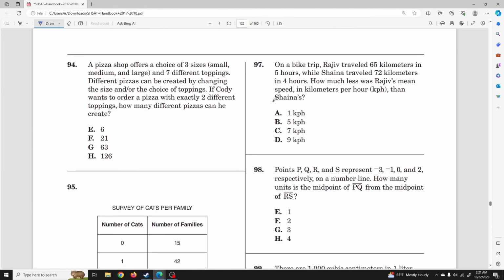So here it's saying a pizza shop with 3 sizes, small, medium, or large, and 7 different toppings. Different pizzas can be created by changing the size and or the choice of toppings. If Cody wants to order a pizza with exactly 2 different toppings, how many different pizzas can he create? Right, so there's 7 different toppings, and there's 3 sizes. So how many pizzas he can create is going to be the 3 sizes times the number of topping combos.